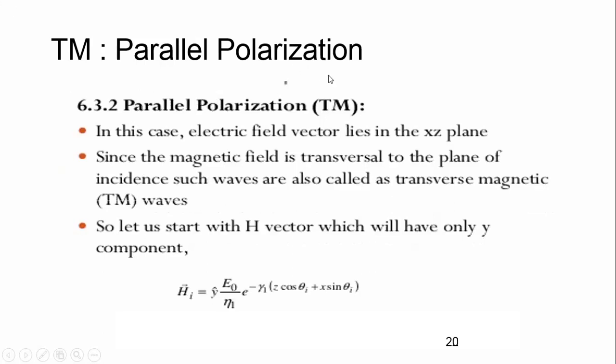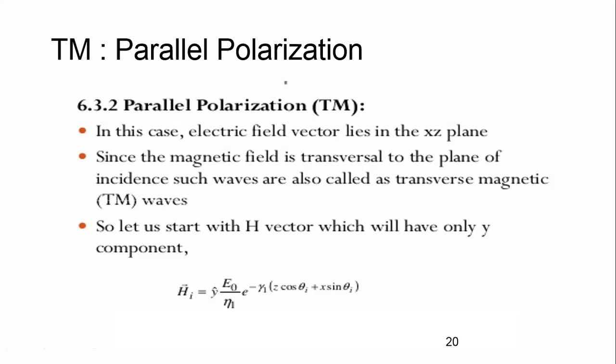If it is the TM mode, you can easily identify that parallel polarization is occurring. In that case, the electric field vector lies in the XY plane, and the magnetic field is transverse to that plane. Remember what is going on: XY, and previously YZ.